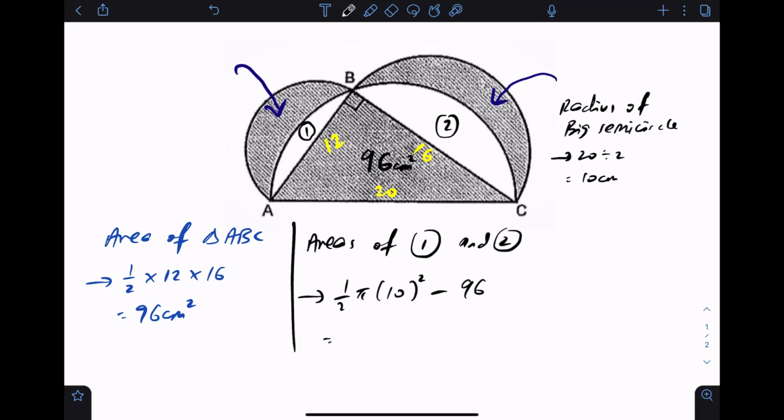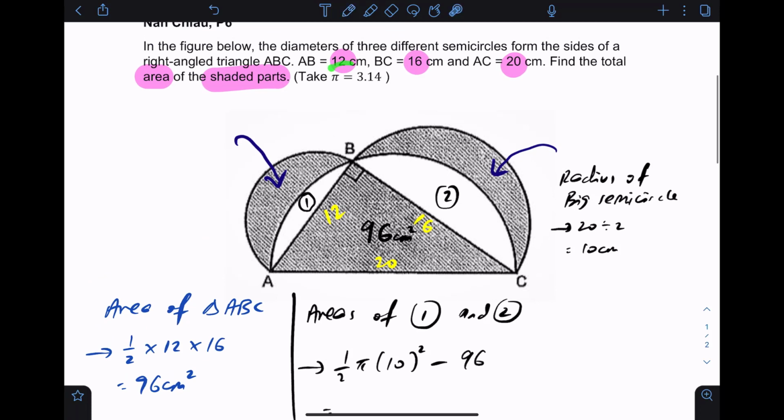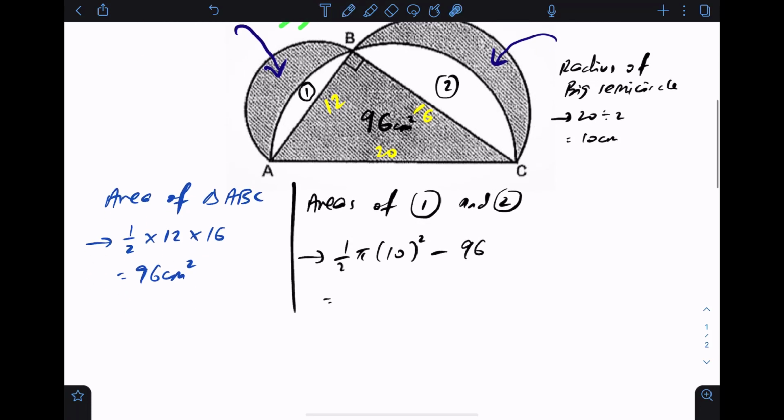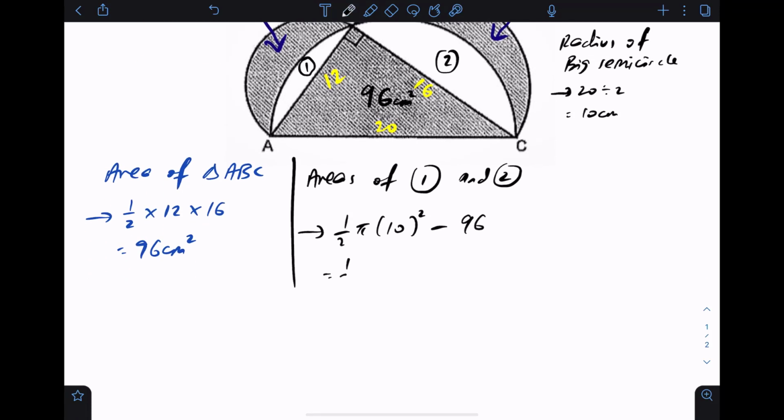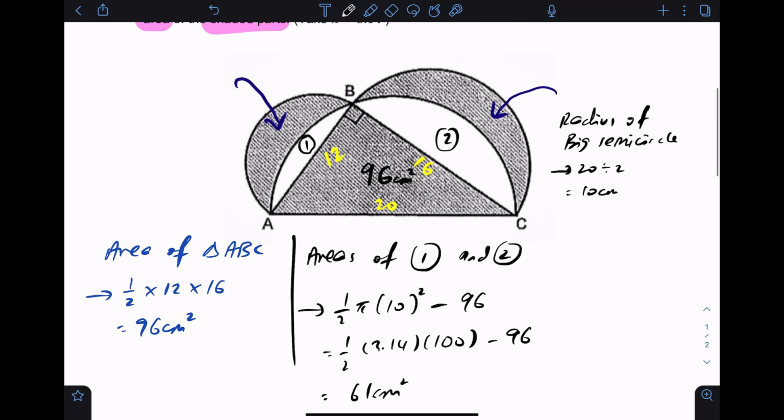Okay, so let's try and write it down. Again, take pi to be 3.14. Follow the instructions here. So half times 3.14 times 100, 10 squared is 100, minus 96. Let's see what this amounts to. Half times 3.14 times 100 minus 96, and that will give you 61, guys. 61 cm squared. Okay, so that will be the area of 1 and 2.